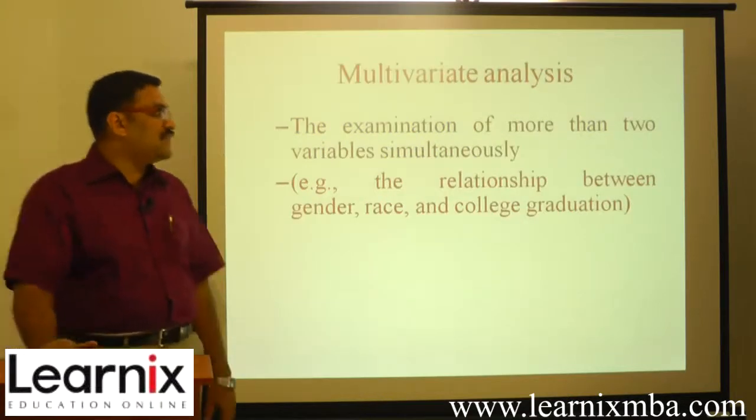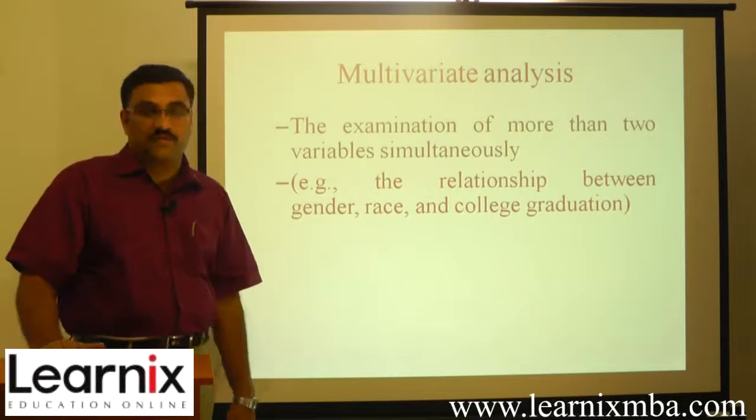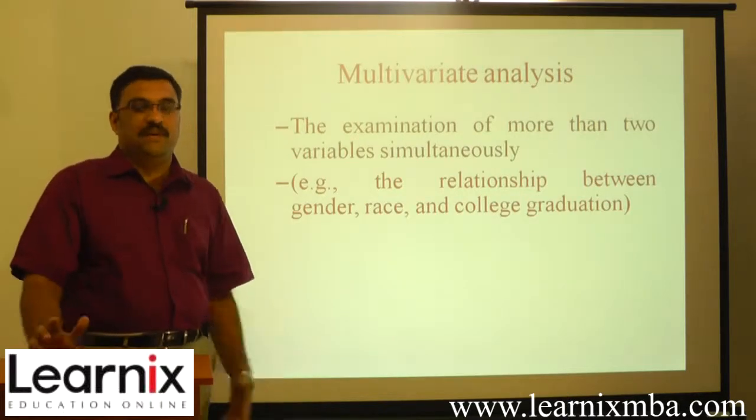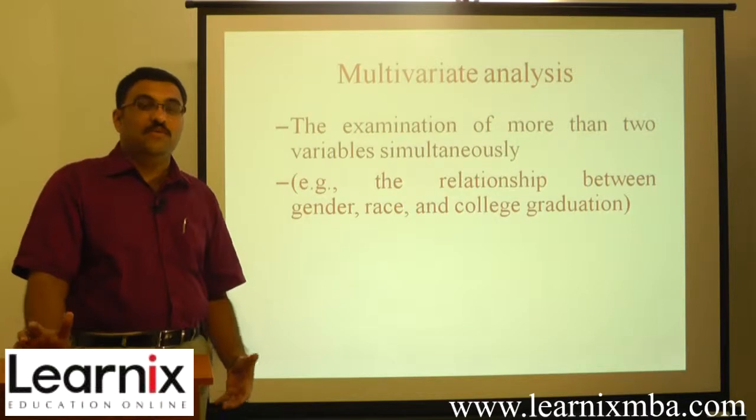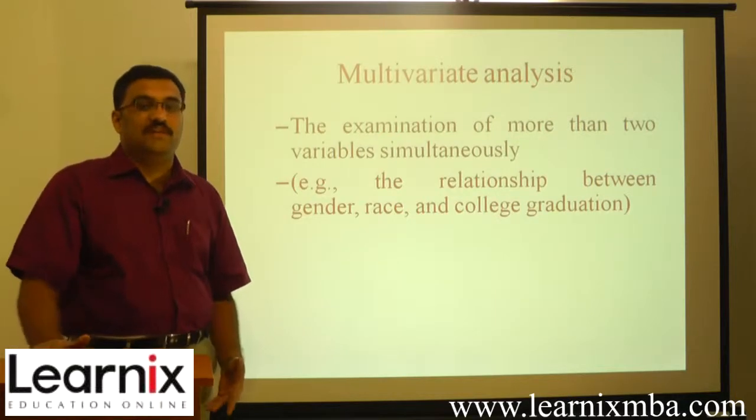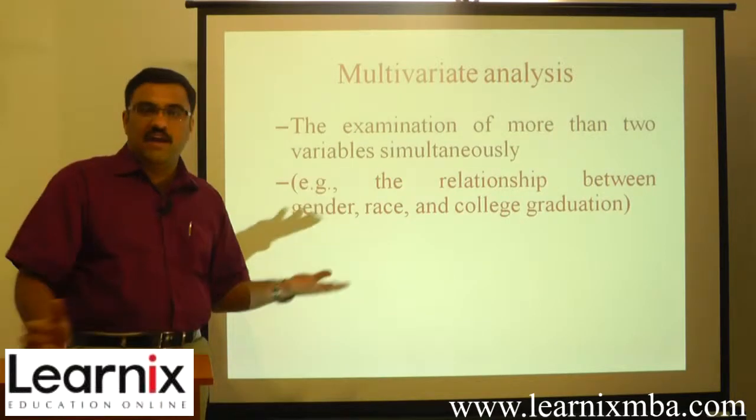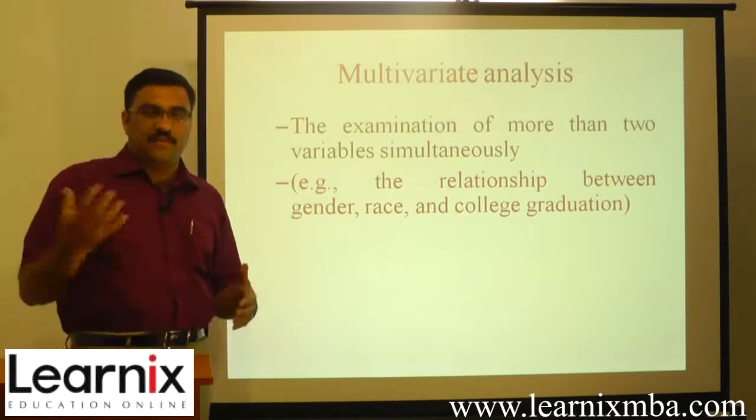Multivariate is the examination of more than two variables simultaneously. If we try to analyze the correlation, or the dependence and independence, between two or more variables at a time, we can call it a multivariate analysis. For example, the relationship between gender, race, college, graduation. Likewise, n number of variables that you can take.